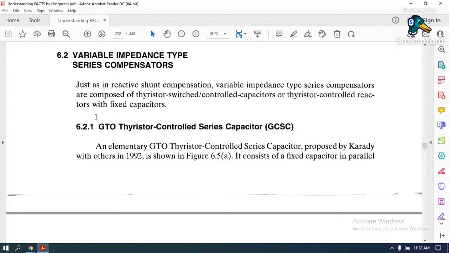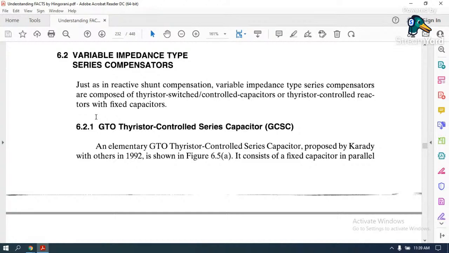Now there are different types of static series compensator. One is based on whether you are physically using an inductor or capacitor or not, right? If you are physically using a capacitor, meaning you are connecting a capacitor into the transmission line, that is a type of variable impedance type series compensator. Again, in that we have different types. We'll see that initially. Then later we'll go with the converter based type static series compensators. In that we are not going to use any physical capacitor.